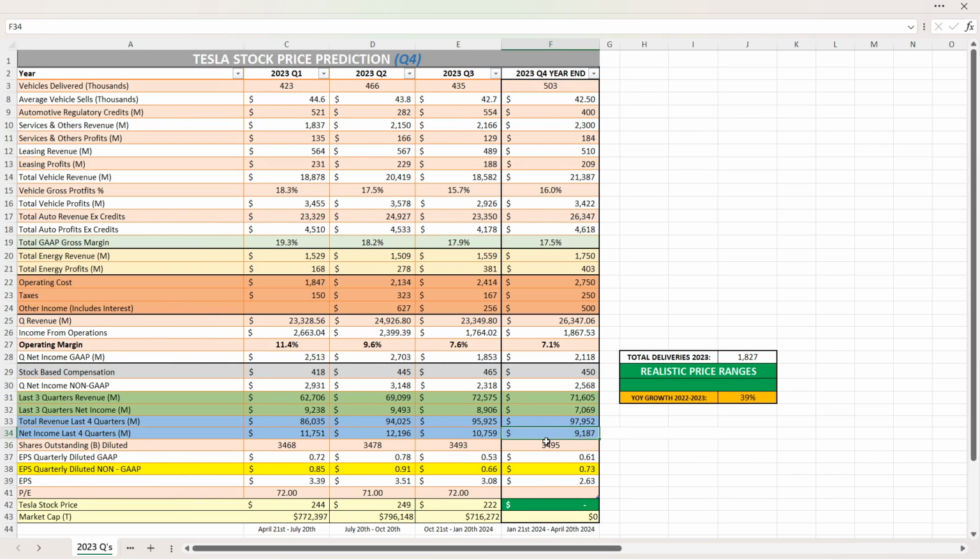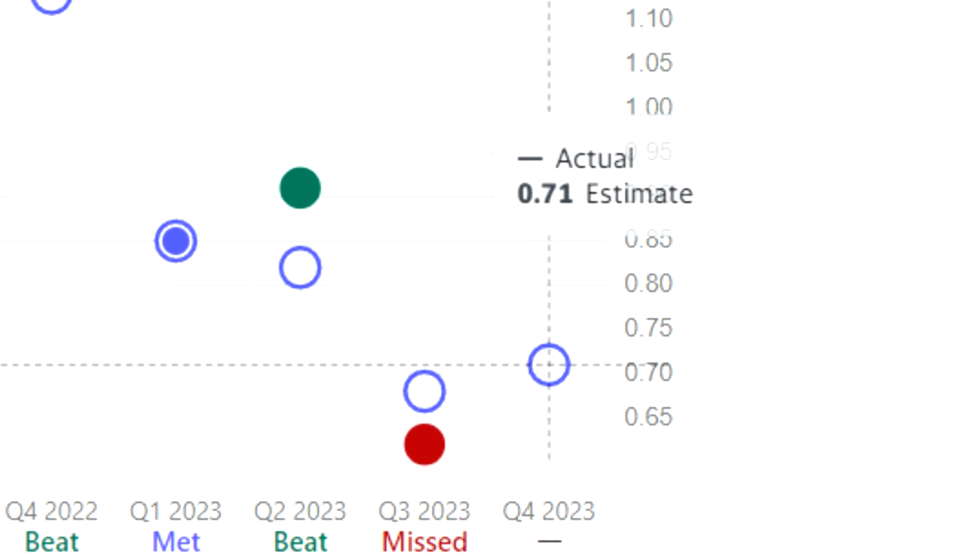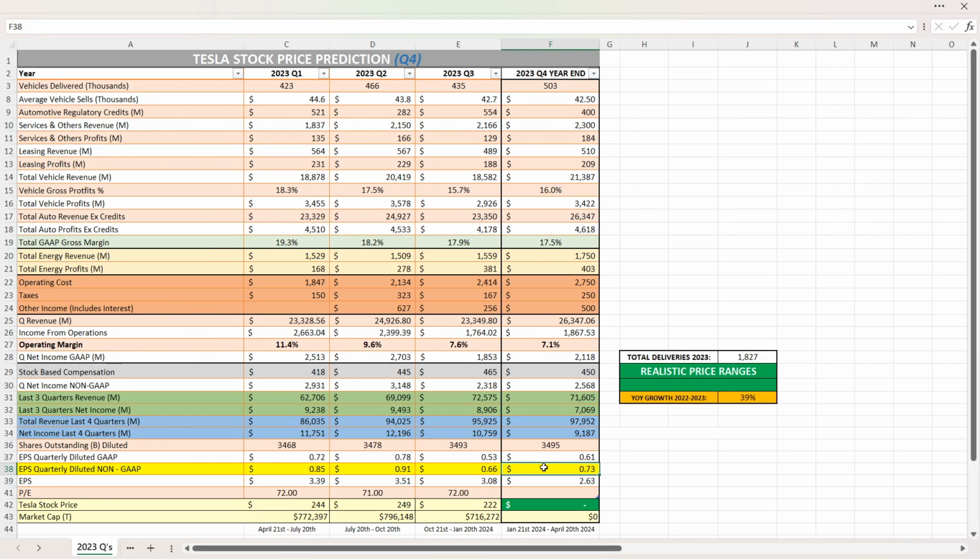They still made over $9 billion in profits. Absolutely insane. EPS non-GAAP 73 cents. The street says 71 cents. So that's hilariously a beat. That's a beat. That's hilarious. So that's cool. We're still getting a beat at least.